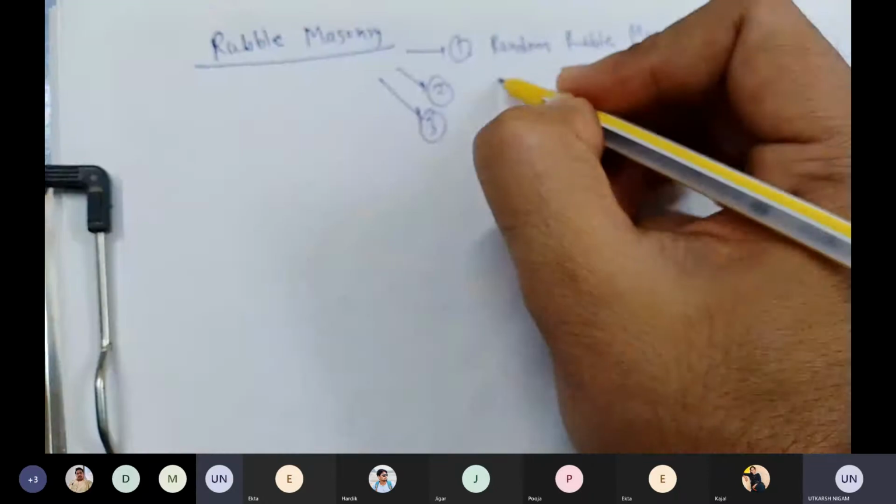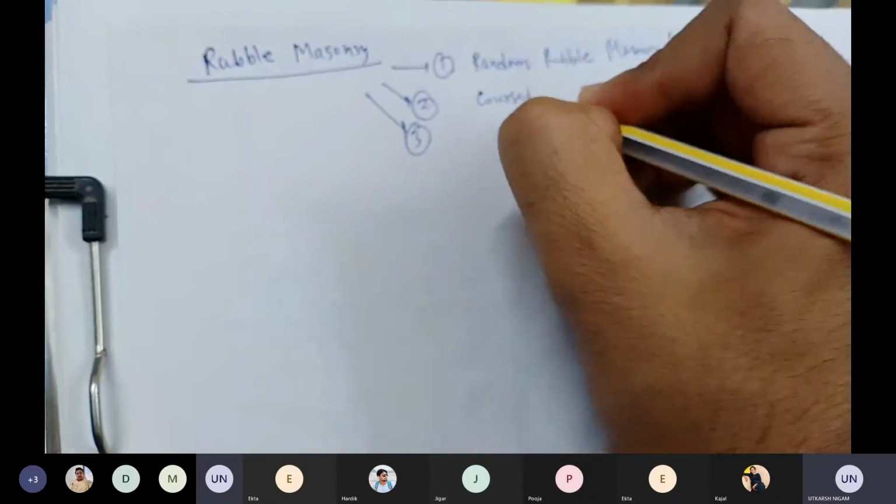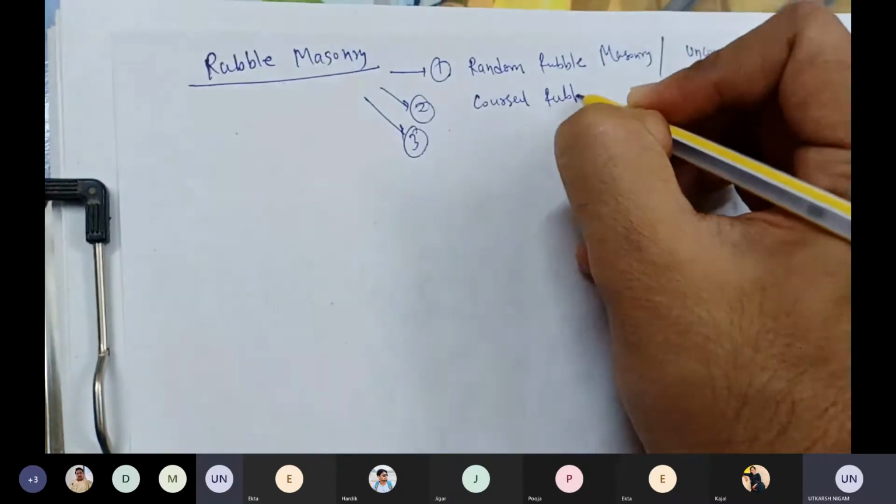Then second is the coursed rubble masonry. What is the difference between the two?